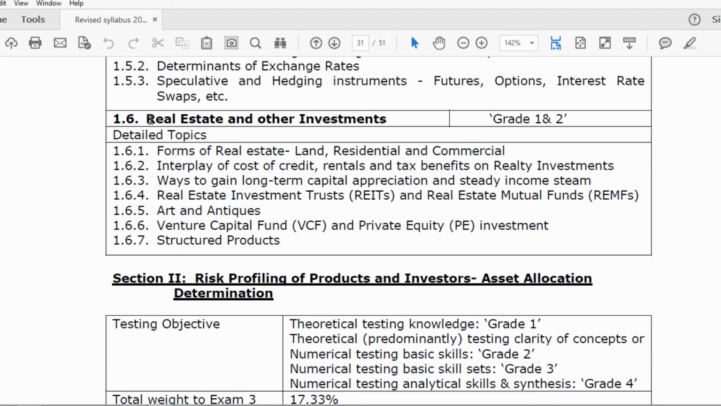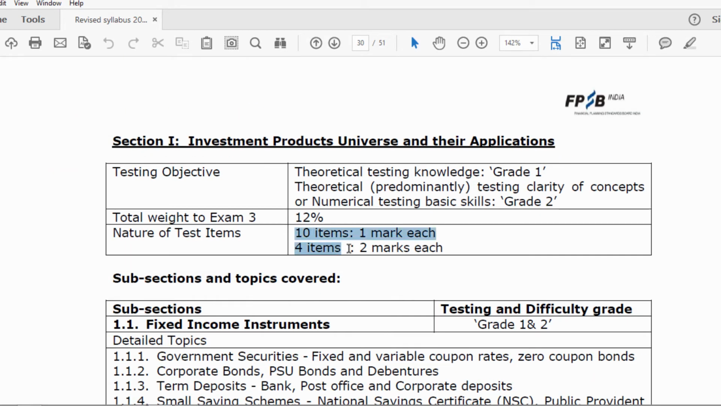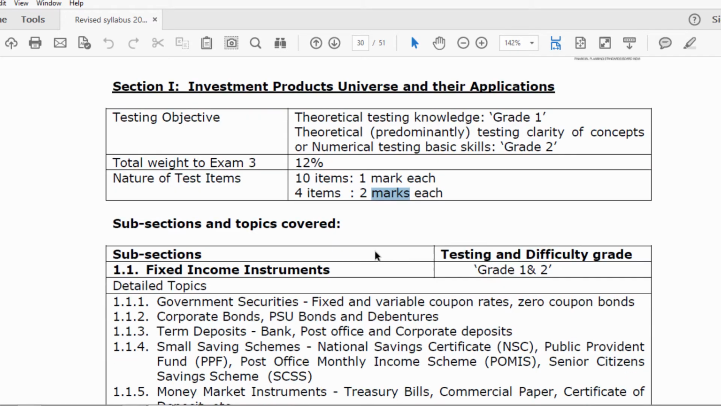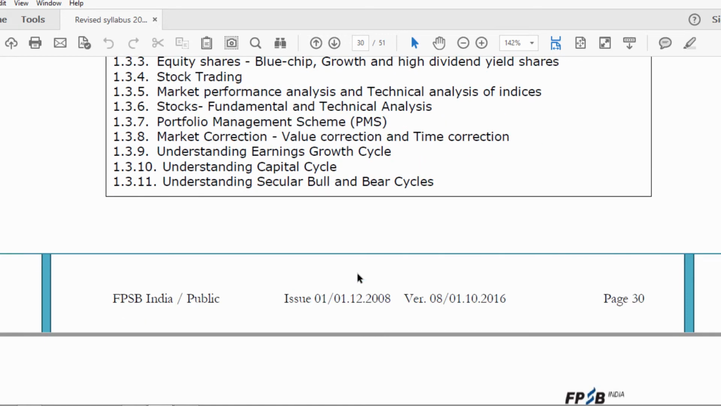Now this is where you should study more. This is real estate and other investments. The concepts of REIT, venture capital fund, private equity investment, and structured products are some of the things testable in the examination. So you should be studying all these things, right? And you should not forget how many questions we are going to have: as I highlighted, 14 such questions, all theory. And what I have seen is students actually fumble in this theory, because there's a lot of technicality.